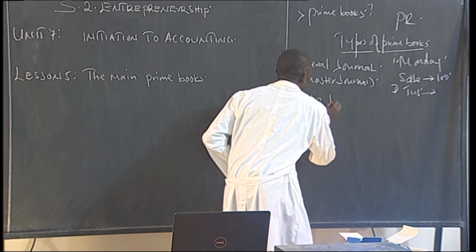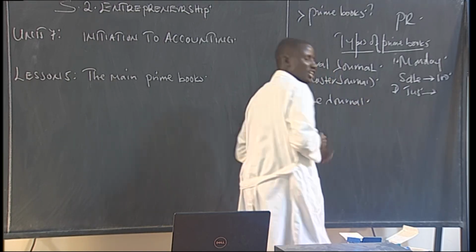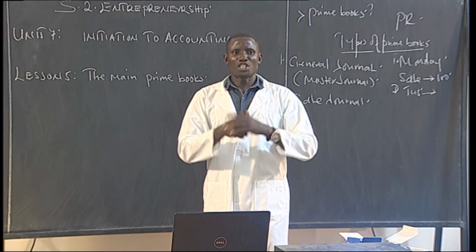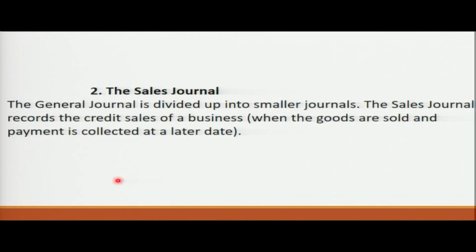is the sales journal. Whereby we say that the general journal is divided up into smaller journals. The sales journal records the credit sales of a business. In brackets, we say that goods are sold and payment is collected at a later date.